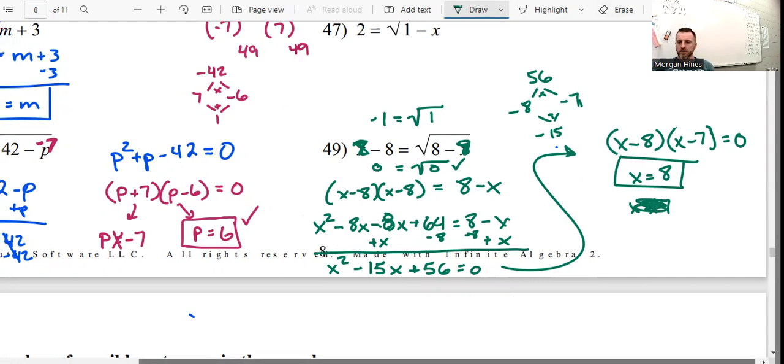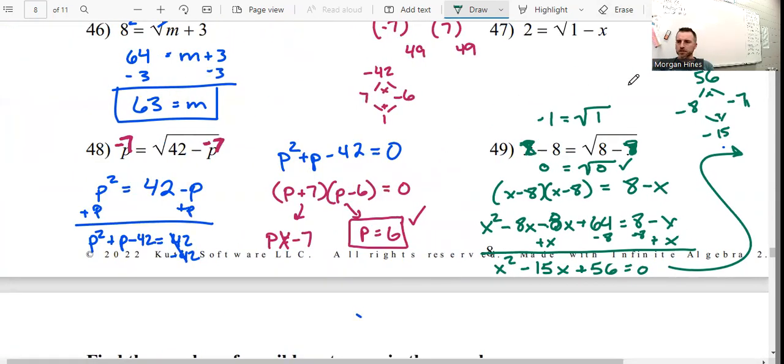All right, that's all we've got for square root functions. We'll have one last video and we will cover probability.